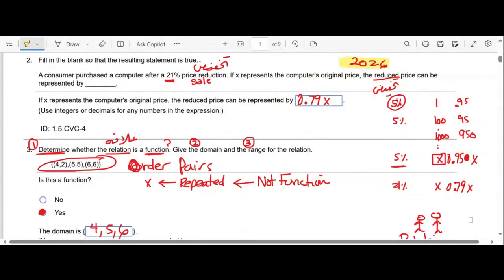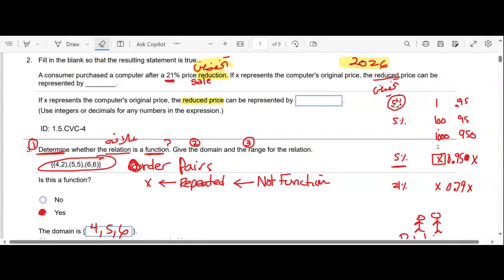Read, Turki. Fill in the blank so that the resulting statement is true. A consumer purchases a computer after a 21% price reduction. The final price is the computer's original price. The reduced price can be represented by. So let's take a look at this step by step.